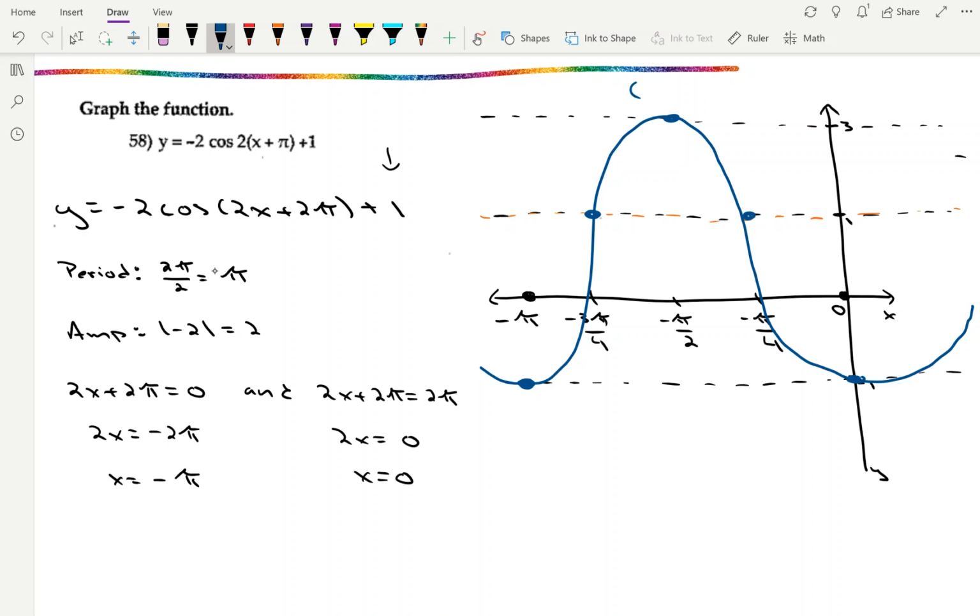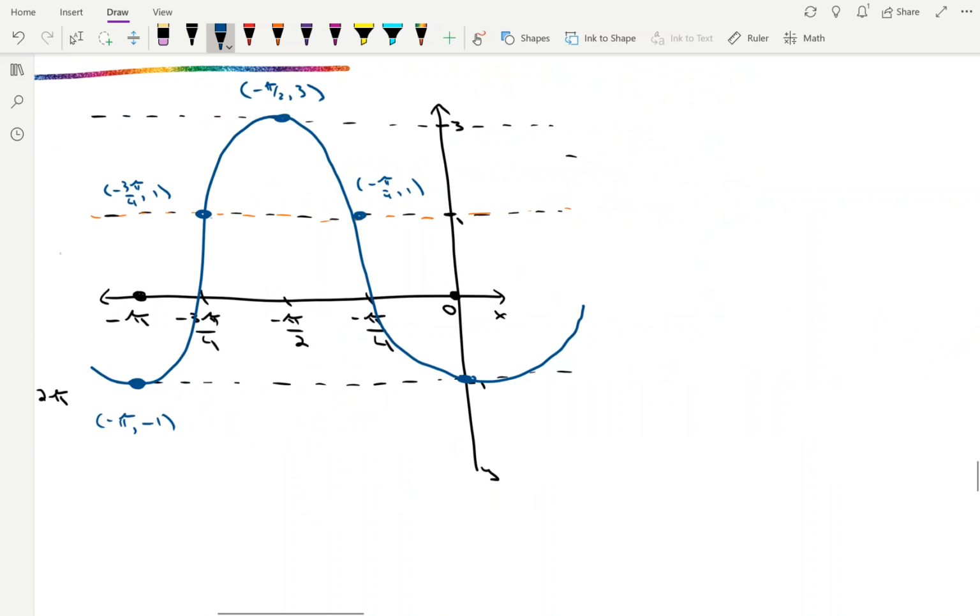Anyway, you want to make sure you label your points. So that would be -pi over 2 comma 3. This point here, look at all these points you have to label. -3 pi over 4 comma 1. This guy's going to be -pi over 4 comma 1. Down here you got a -pi and a -1, and over here you already kind of marked there. So yeah, that looks pretty good to me. And just remember to distribute that if you see a 2 like that.